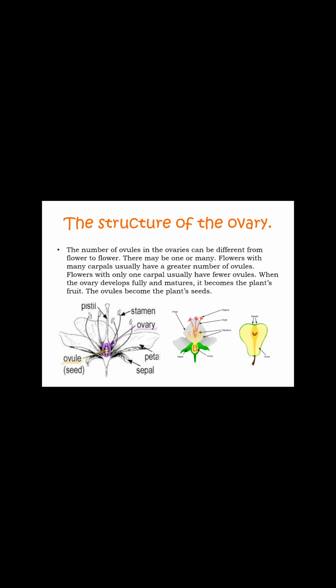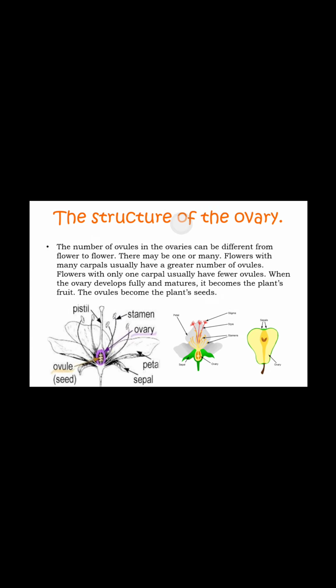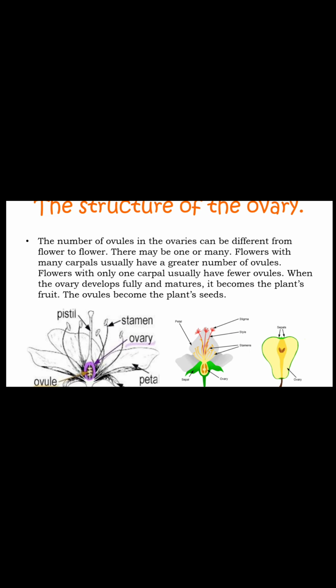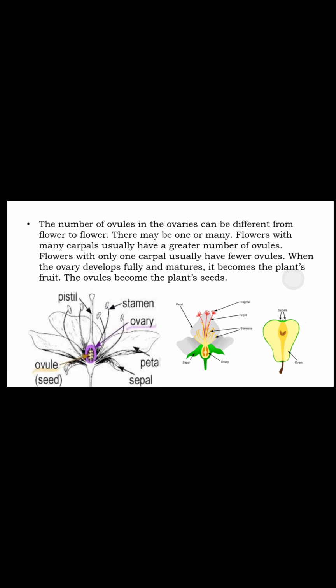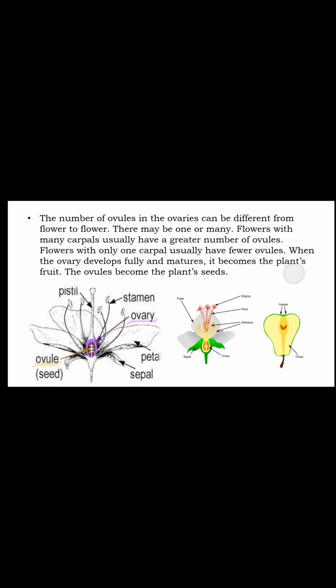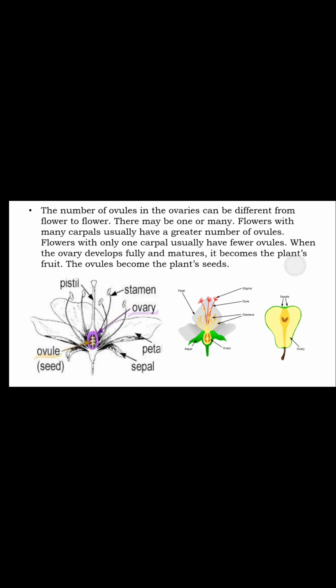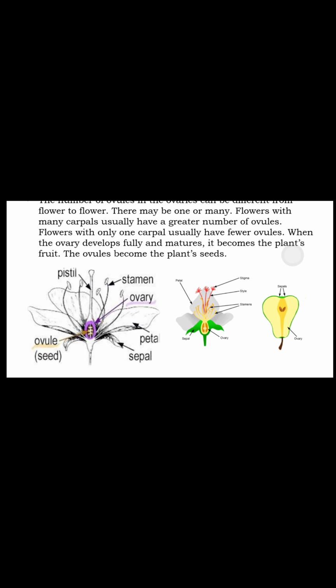The structure of the ovary. The number of ovules in the ovaries can be different from flower to flower. There may be one or many. Flowers with many carpels usually have a greater number of ovules. Flowers with only one carpel usually have fewer ovules.